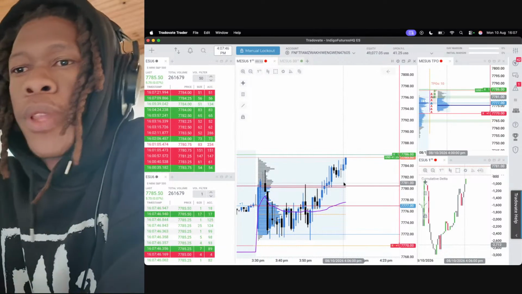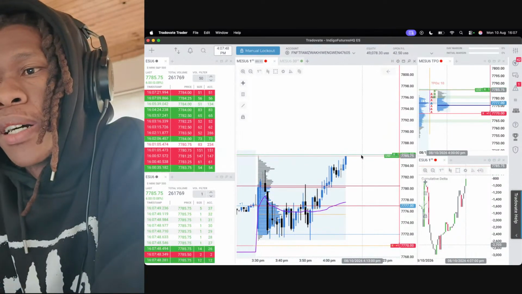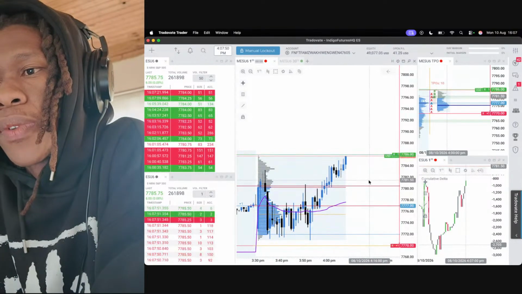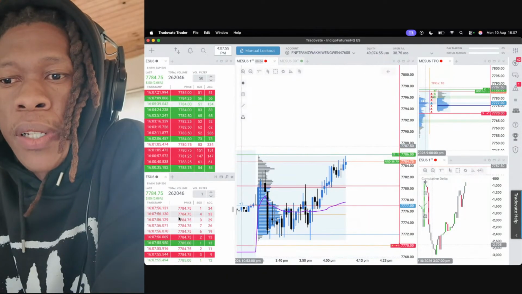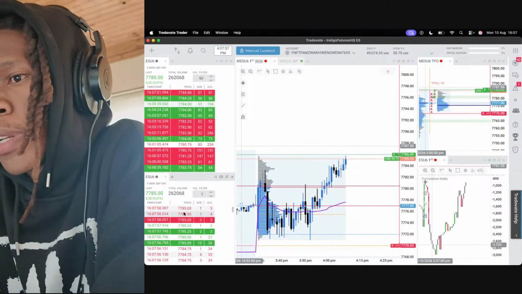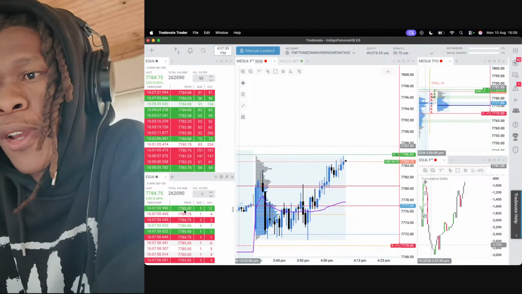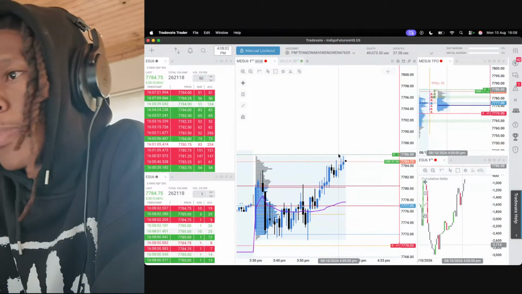But yeah, gotta watch this carefully now. 786s. We'll see how we start printing around here. We are starting to print a lot of red prints, right? 785s. So we are trying to sell this. There are people trying to sell this.